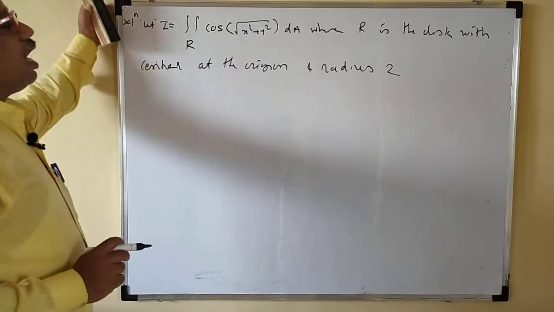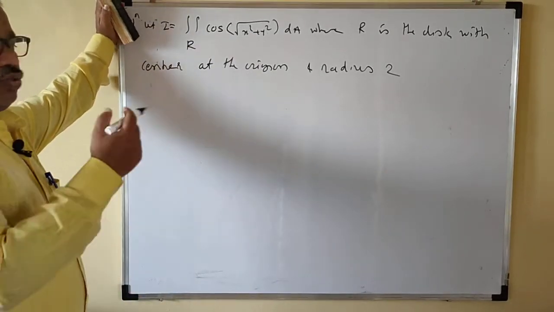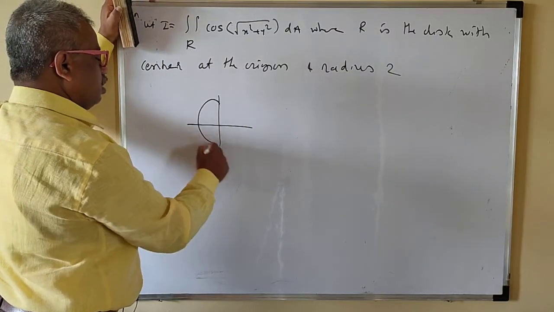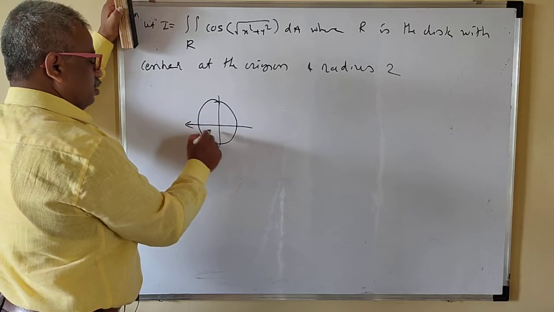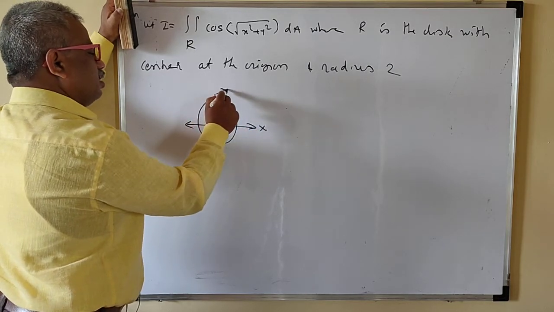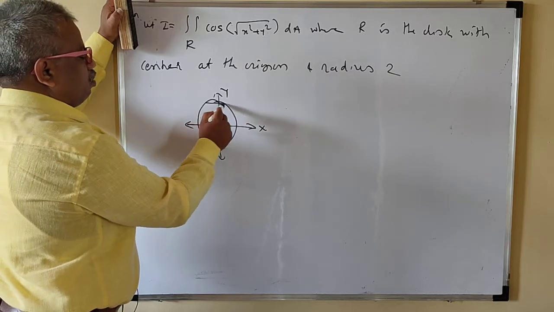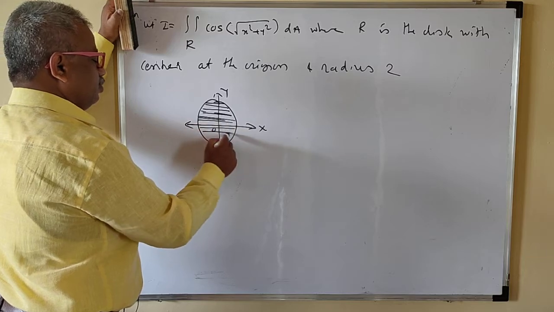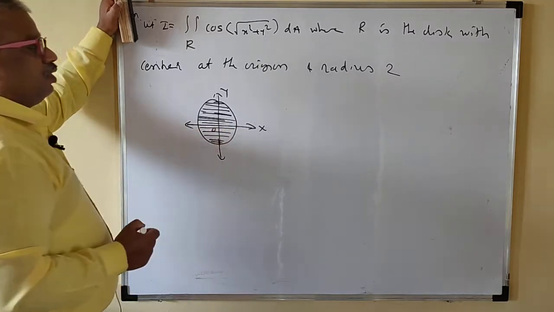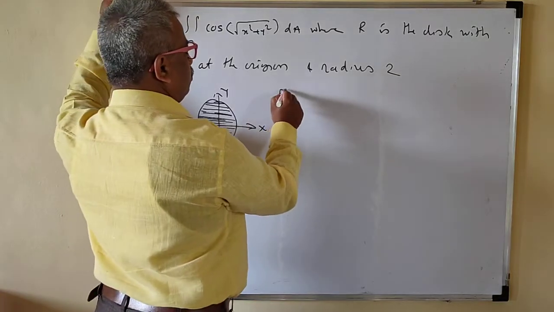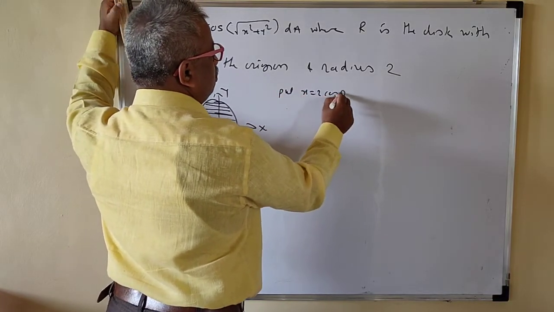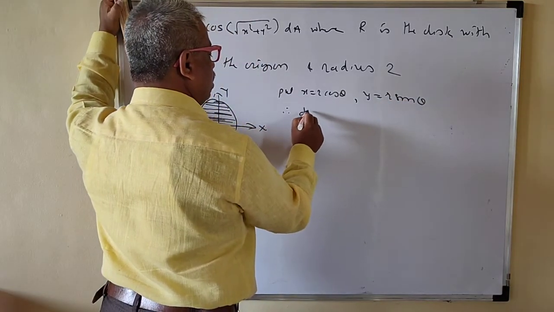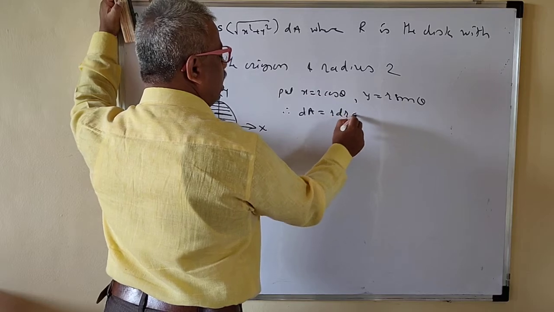Okay. Now, what is R? R is the disk with center at the origin and radius 2. So R is the full disk. Full disk means this is the circle, center at origin. This is your x-axis. This is your y-axis. Okay. Now we have to consider all the parts inside the circle, including the circle also. Okay. Now this is your disk. So put x is equal to r cos theta, y is equal to r sin theta. So therefore dA is equal to r dr d theta.